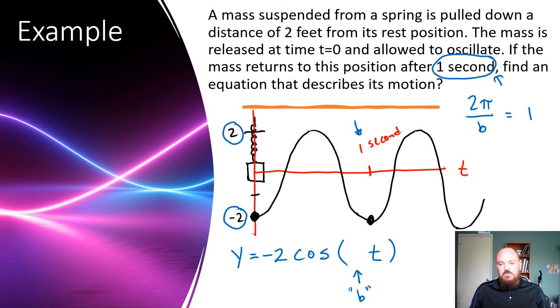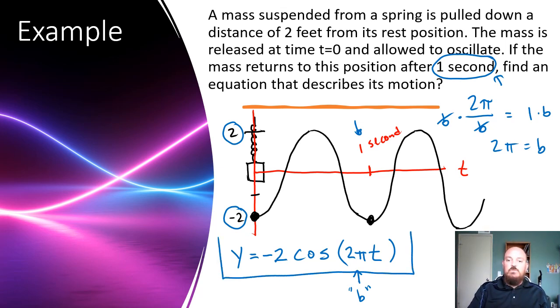This one you can do in your head because 2 pi divided by 2 pi is 1, any number divided by itself. But if you couldn't do it in your head, if it was like 2 pi over b equals 2/3 or something, just solve it. Multiply both sides by b to cancel that out. 1 times b is b, and you solve that way. But either way, this b right here at the bottom is 2 pi. So I'm going to put 2 pi in for b, and that's it. That's my graph. I'm done.